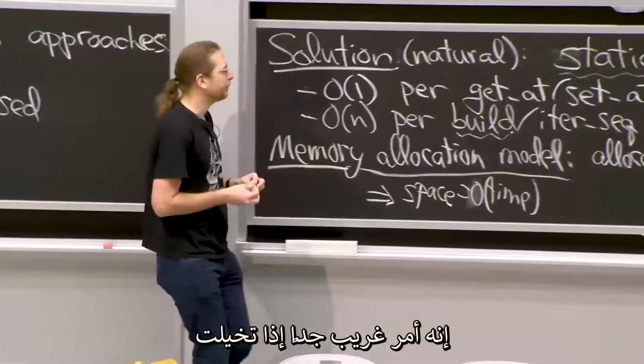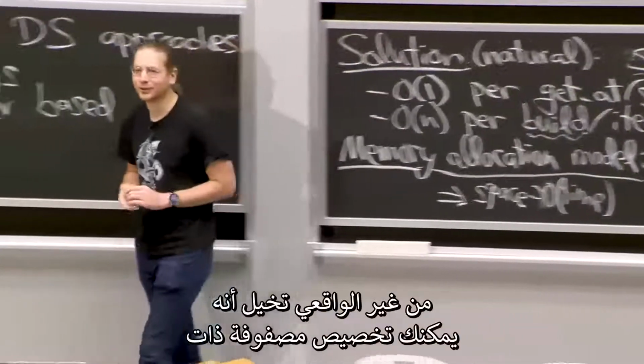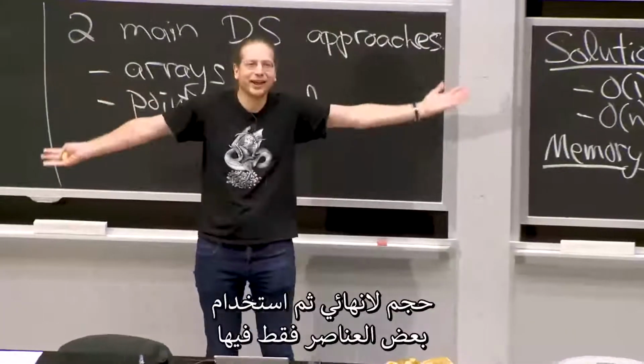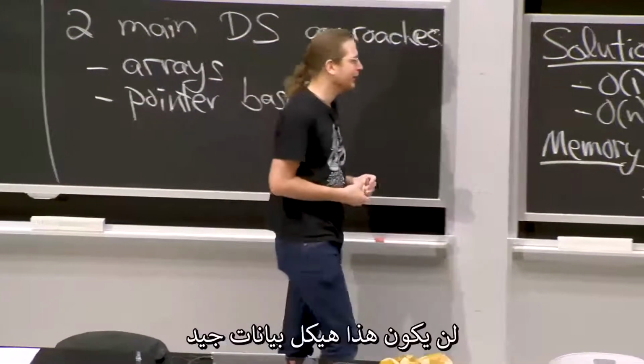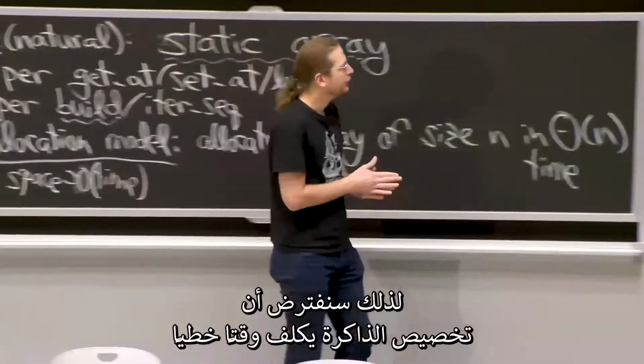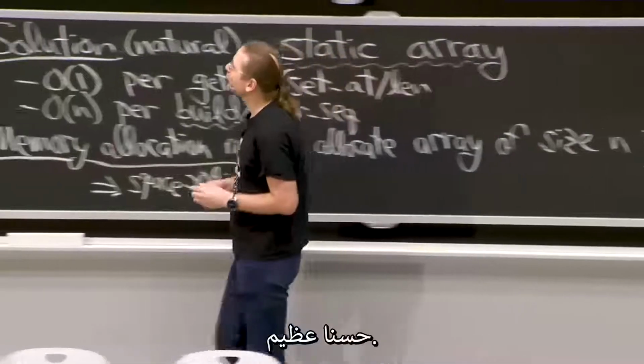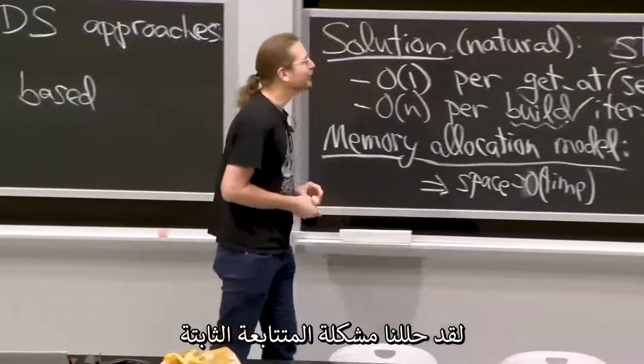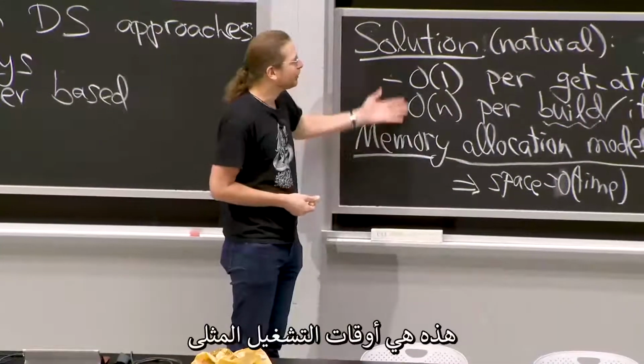It's pretty weird, it's unrealistic to imagine you can allocate an array of infinite size and then just use a few items out of it. That won't give you a good data structure. So we'll assume it costs to allocate memory. And OK, great, we solved the static sequence problem. Very simple, kind of boring. These are our optimal running times.